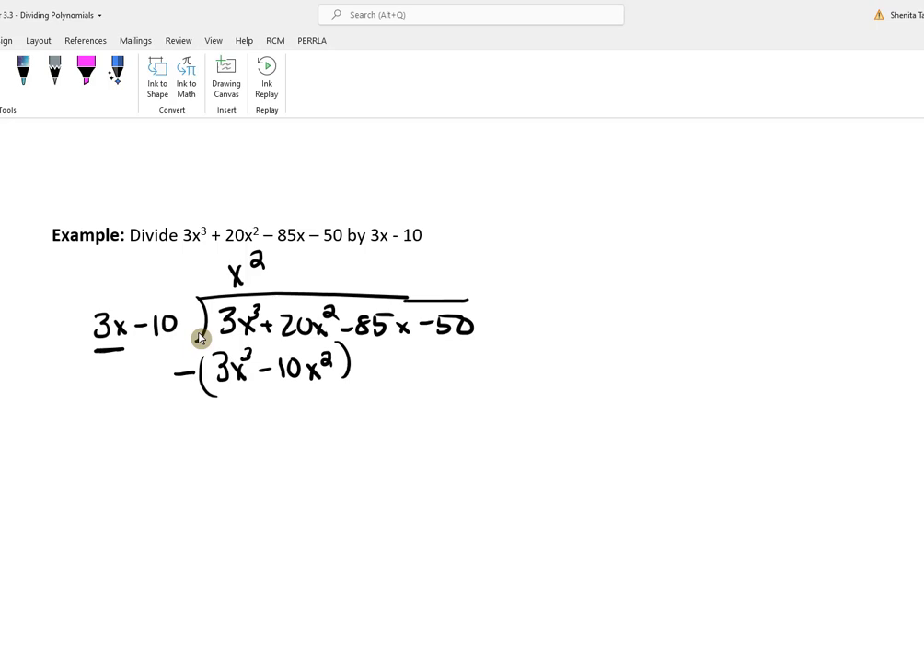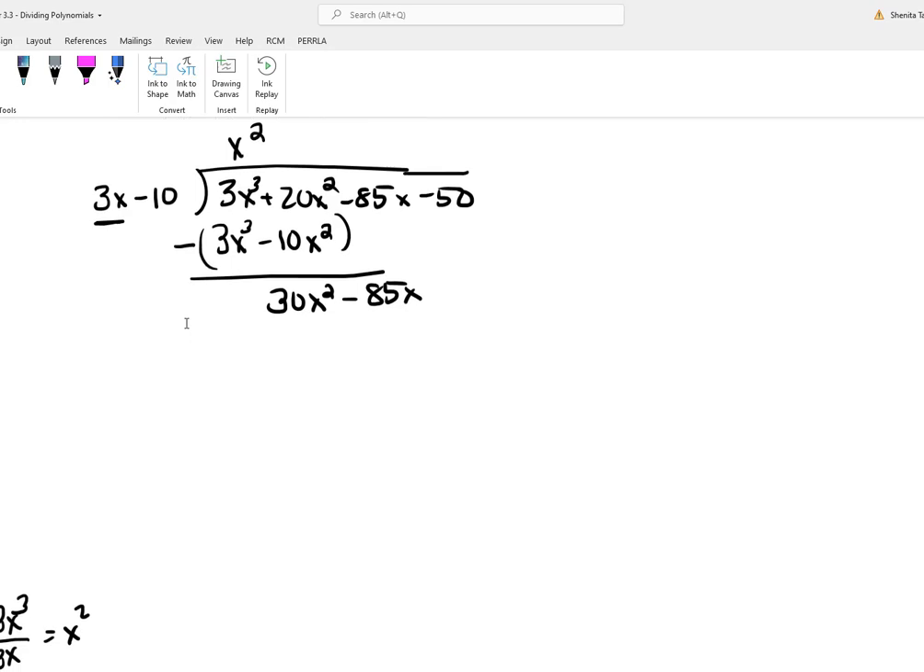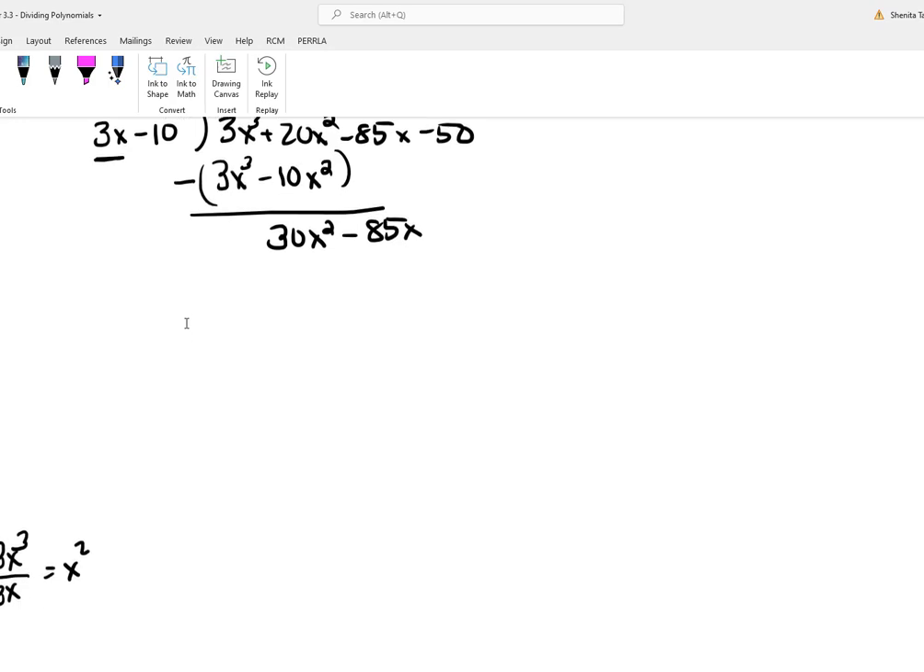I know 3x cubed minus 3x cubed is 0. And then 20x squared minus negative 10x squared is 30x squared. So don't forget, a negative in front of this negative makes this 10x squared a positive. So you just add it with the 20x squared. Then you bring down the 85x. Now you ask yourself, how many times does 3x go into 30x squared? Well, I'll divide it out down here. 30x squared divided by 3x is 10x.